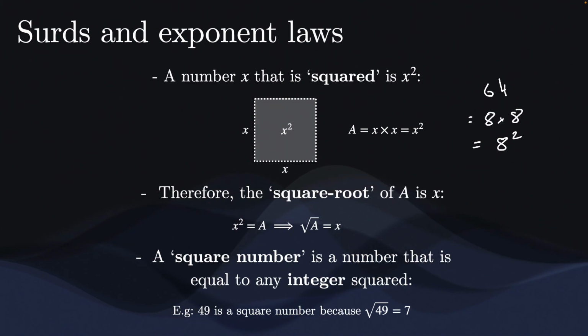And really what an integer means is just a whole number. So, for example, 1 is an integer, 2 is an integer, 5 is an integer. Any number that is whole is an integer. But, for example, 1.5 would not be an integer because it is not a whole number. So yeah, that's really just the definition of a square number.